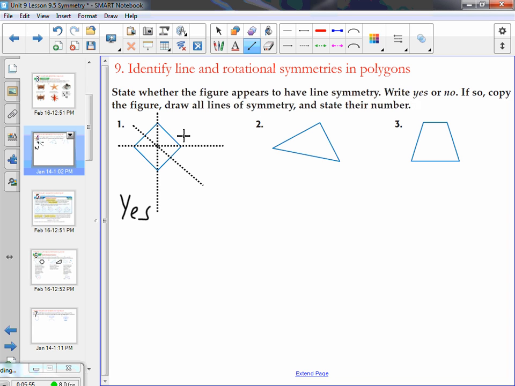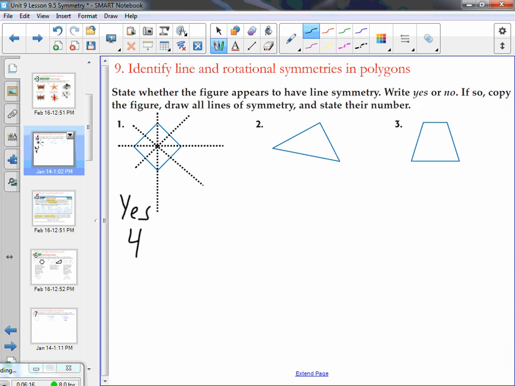Three. Yeah. If that one's one, then I've got to be able to do that, don't I? So four. Okay. Using any of those as a line of reflection, the figure would map onto itself. So yes, there's line symmetry, and in fact, there's four of them.